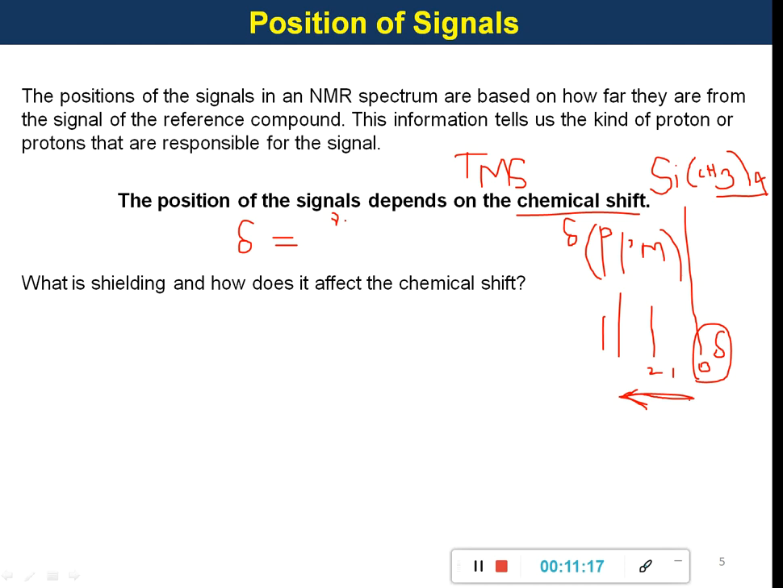The formula for calculating the chemical shift is the distance downfield from TMS. So chemical shift can be given by frequency of signal minus frequency of reference divided by spectrometer operating frequency. The whole thing we have to multiply by 10 to the power 6.